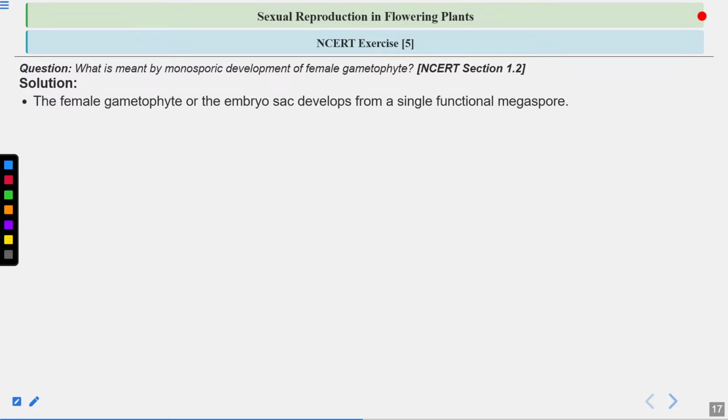The female gametophyte or the embryo sac develops from a single functional megaspore. How many megaspores are found? 4 megaspores are found: 1, 2, 3, and 4. 4 megaspores were there, right? And out of these, three degenerate and only one is functional. So 1 megaspore is functional, right?